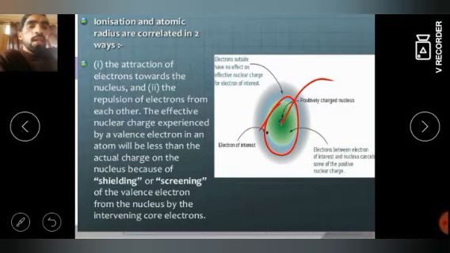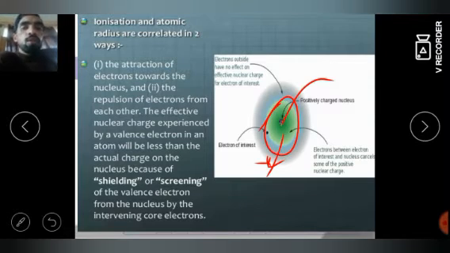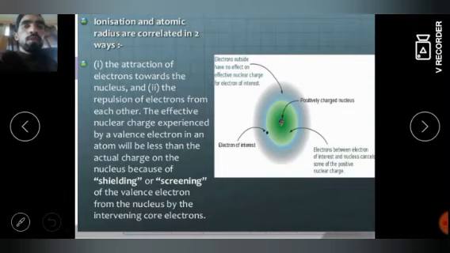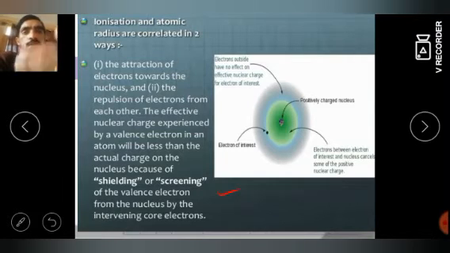Next, this is the nucleus, and this is the effect of the orbit. Electrons are here in the outermost shell, and there is some effect. That is called the shielding effect. What is the shielding effect? The attraction of electrons toward the nucleus and the repulsion of electrons from each other. The effective nuclear charge experienced by the valence electron in an atom will be less than the actual charge, and this is called shielding or screening of the valence electron. Very simple. When something is protecting you, it is shielding, like a raincoat shielding you from getting wet. Similarly, the inner electrons will shield the effect of the nucleus from the outer electrons. Okay, so this is the third property.